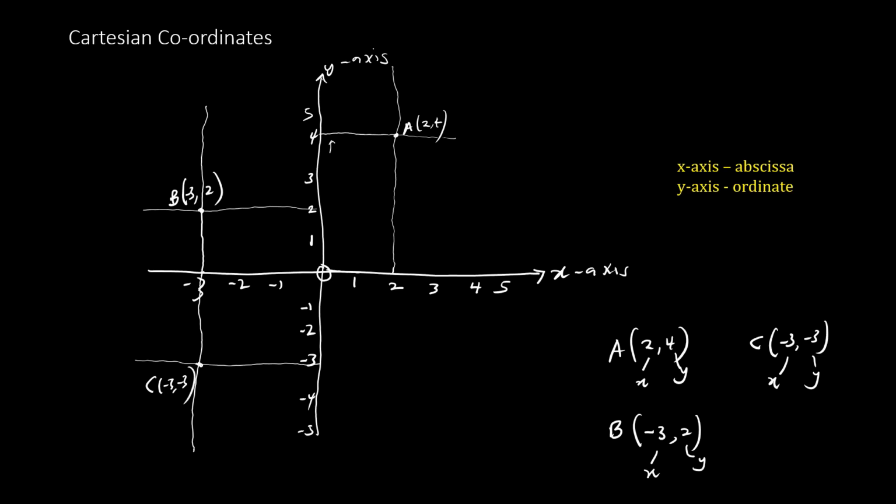And that is simply how we can locate a point on the Cartesian coordinates. Now let's move into straight line fully.